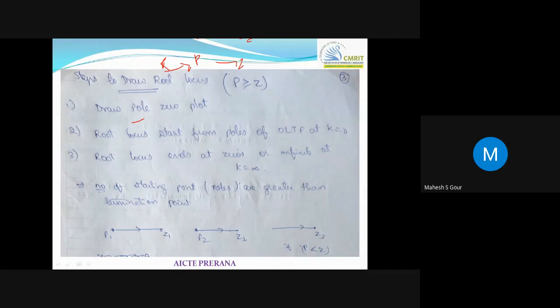So basically, we will draw one root locus. Okay, I think you will be also thorough with that. So if you have pen and paper, you can solve. This is the basic problem of root locus. Okay, steps to draw the root locus.